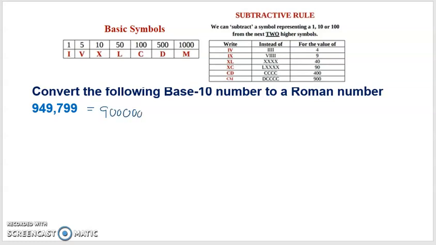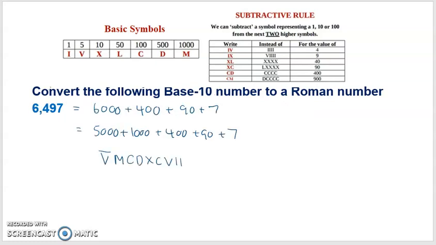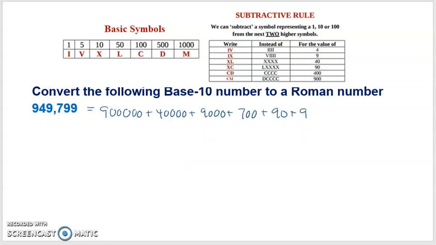900,000 plus 40,000 plus 9,000 plus 700 plus 90 plus 9. Now, if we have symbols for all of that, that's great. Sometimes, like the last example, you might need to break up a piece like 6,000, which we had to write as 5,000 plus 1,000. But in this case, we have symbols for all of these.